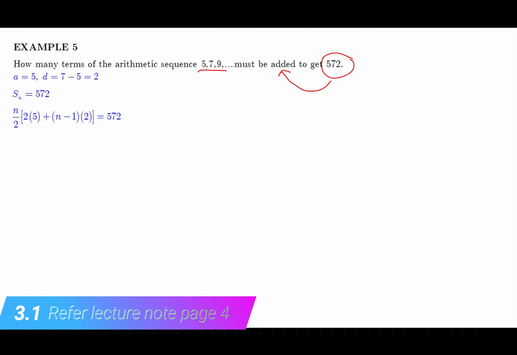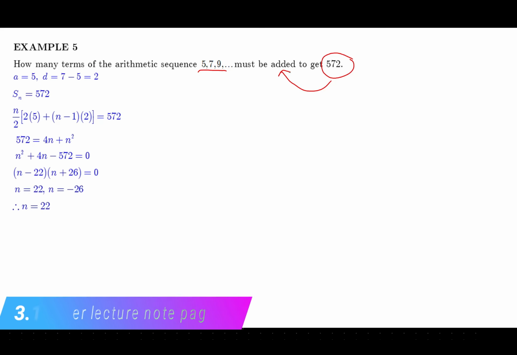We simplify the left-hand side to get a quadratic equation, and solving the quadratic equation, we will have n equals 22 or n equals minus 26. So as stated previously, n is always a positive integer, so we use n equals 22. And we're done.